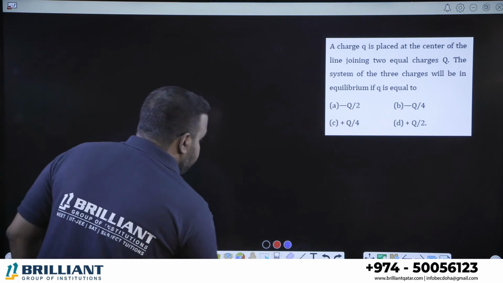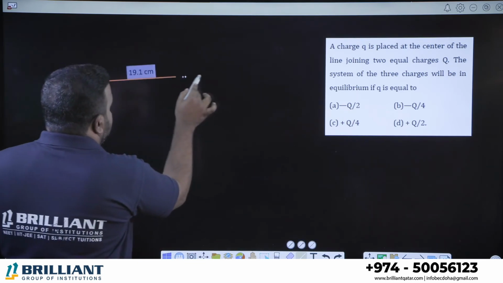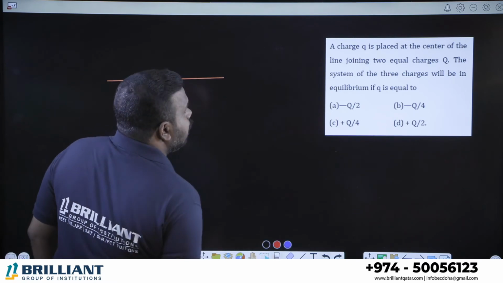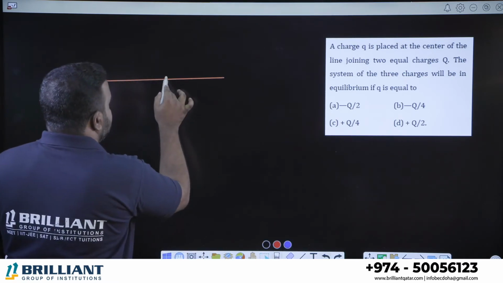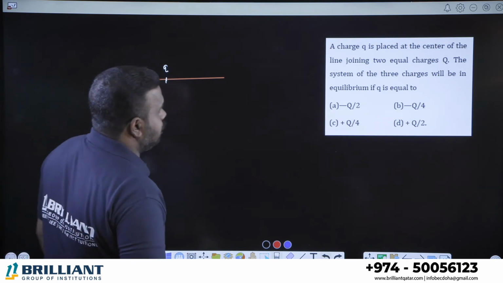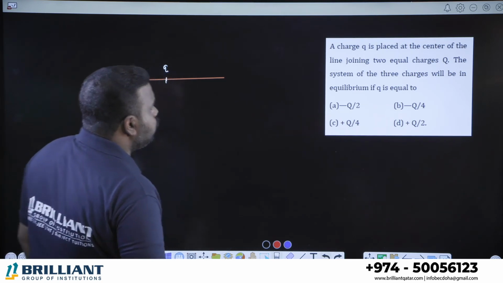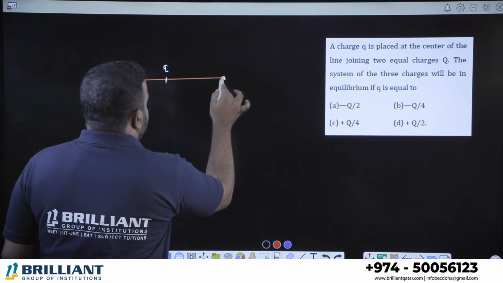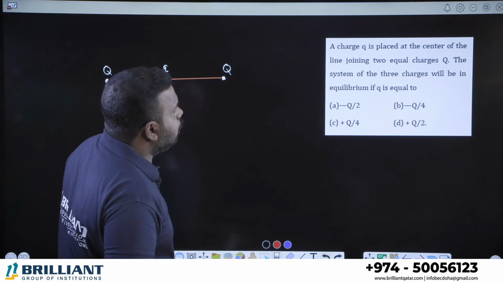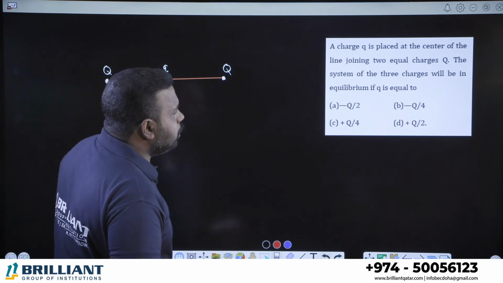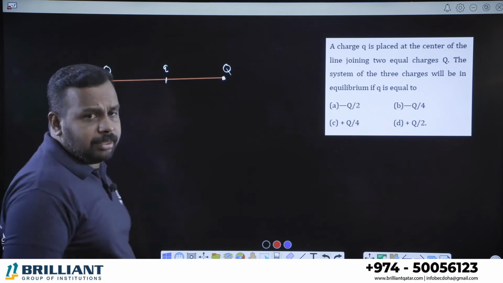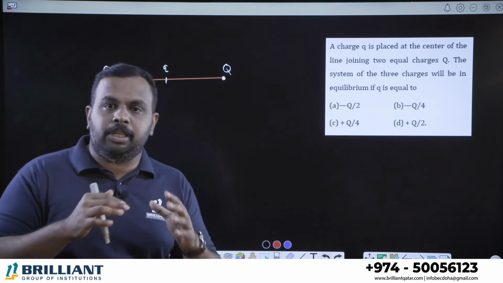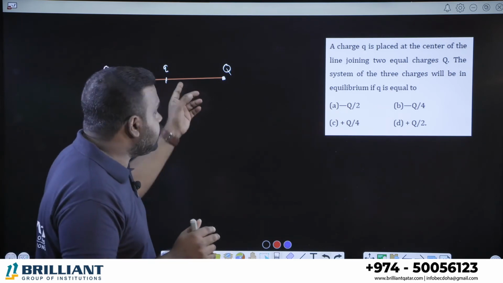Alright, so listen here. Let it be the line, and a charge q is placed at the center. So q is placed at the center of the line joining two equal charges Q. So there is a charge Q here, there is a charge Q here. The system of three charges will be in equilibrium if q is equal to. So they are asking for the system to be in equilibrium, what will be the value of that small q? System in equilibrium. They are not asking that the center charge is in equilibrium.